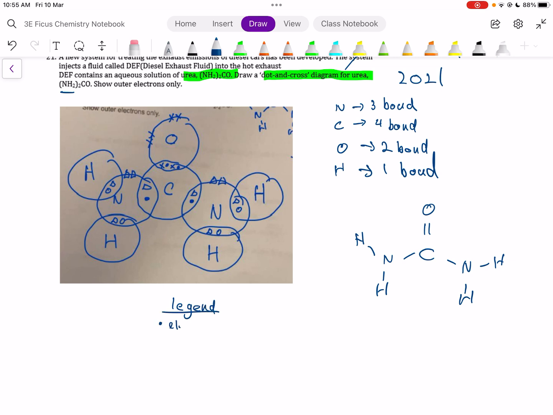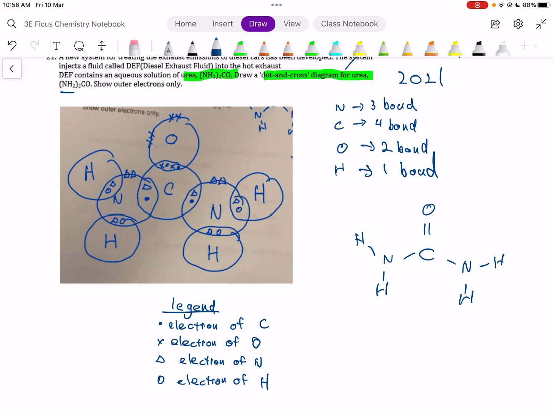There's a legend down here. Dot is electrons of C. Cross is electrons of O. Then triangle is electrons of N. And open circle is electrons of H. Yeah, that's how I do it.